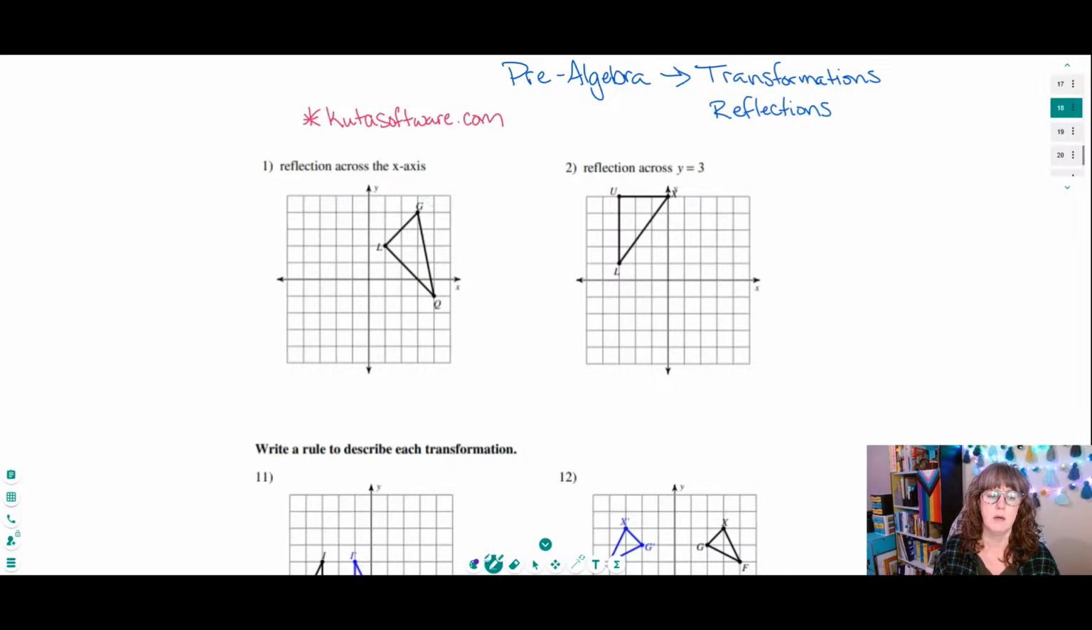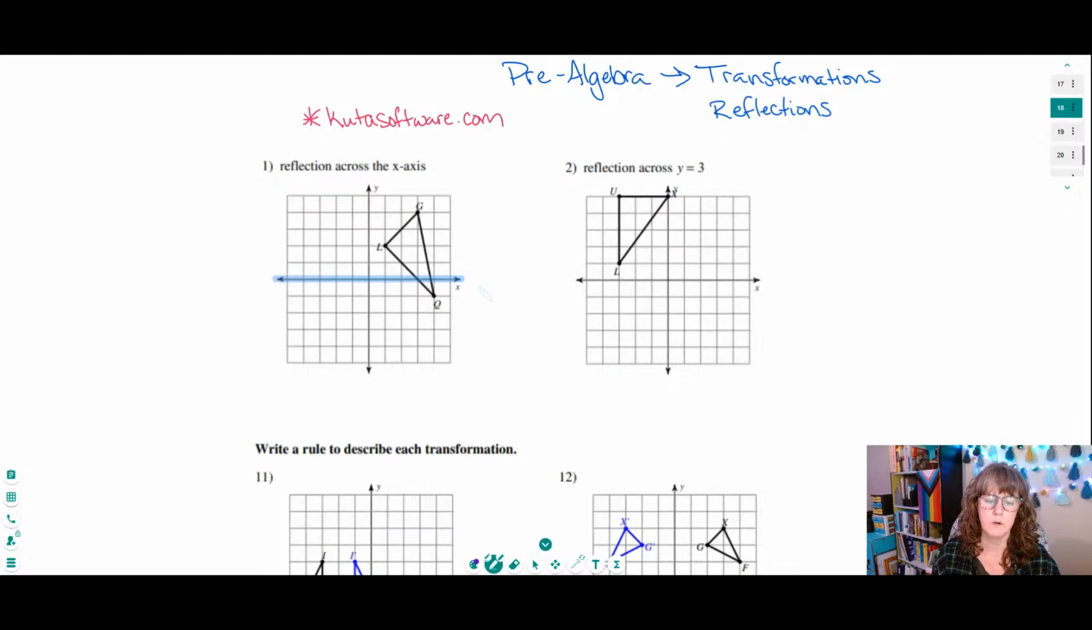So since we are going to be reflecting this first problem across the x-axis, and here's our x-axis, I'll just highlight it here. Anything that is below the x-axis is going to appear up above, and anything above will now appear below. So let's take a look at this triangle. We've got triangle LGQ.